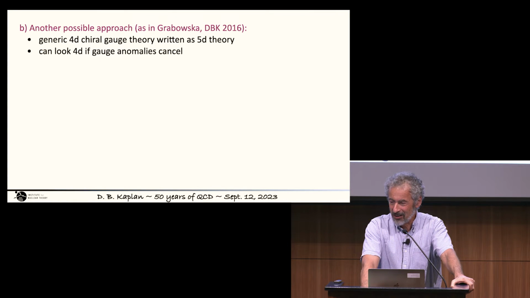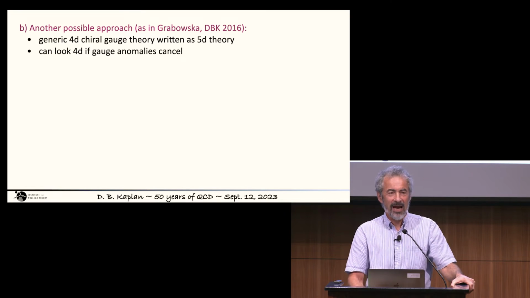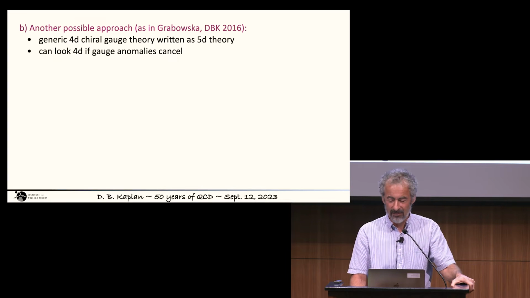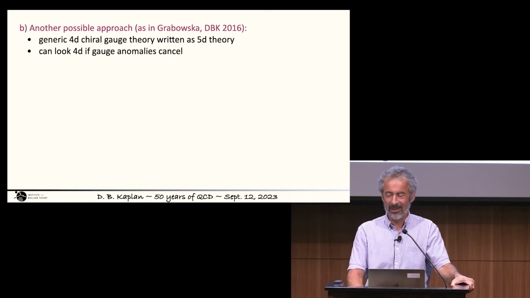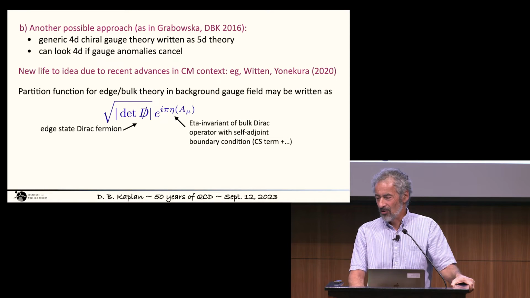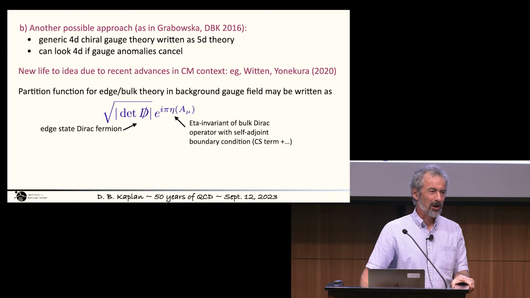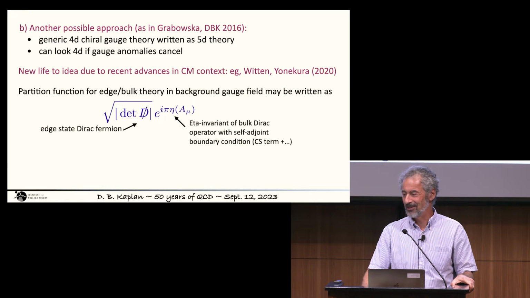Another approach that I find interesting is a generic one, that perhaps you can write a 4D chiral gauge theory, any chiral gauge theory, anomalous or not, as a 5D theory. But then when the anomalies cancel, it can be expressed in terms of a low energy 4-dimensional limit. So this has been given new life also by the enormous amount of mathematical firepower that has been directed at topological materials over the last 10 years.